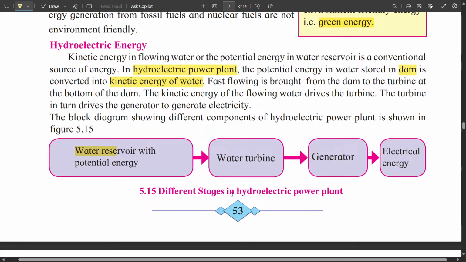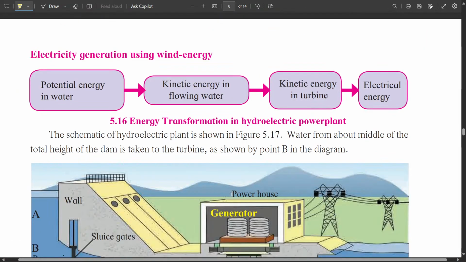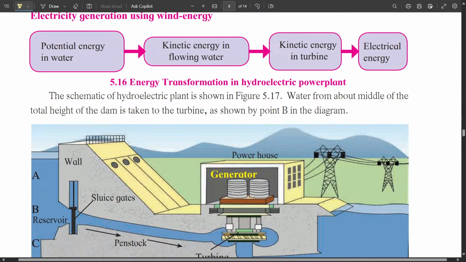So first we have water reservoir with potential energy. Then we have water turbine, then generator, and finally the electrical energy. So we have potential energy in water, then the kinetic energy in flowing water, kinetic energy in the turbine, and finally the electric energy. The schematic of hydroelectric power plant is shown in figure 5.17.